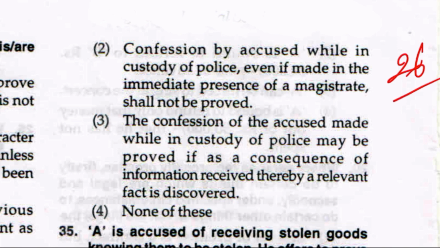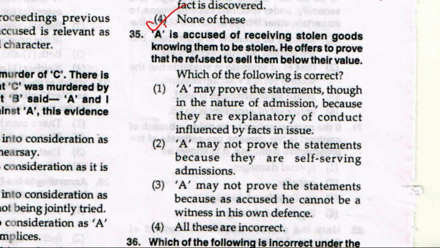It is section 26. And option 3, the confession of accused made in police custody may be proved if, as a consequence of the information received, a relevant fact is discovered. It is section 27. So the right answer is what? It is none of the above. Come to question number 35.